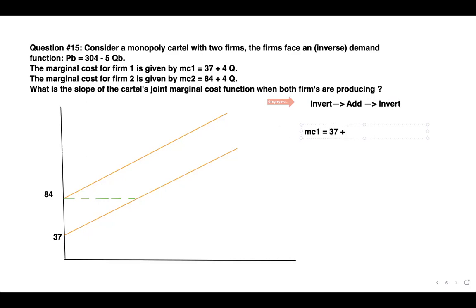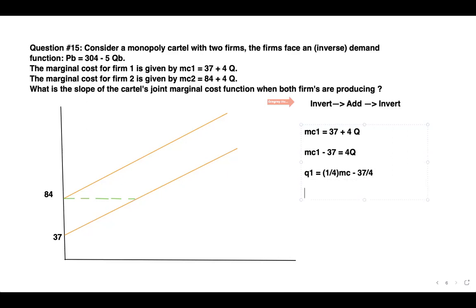MC1 is 37 plus 4Q, right? Yeah. So if I'm going to invert that, I do MC1 minus 37 is equal to 4Q. That makes sense? Yeah, and then divide by 4. Yeah, then I divide by 4. So I end up with Q1, which is the amount of output coming from just that one particular factory. So Q1 equals 1/4 MC minus 37 divided by 4. Okay.